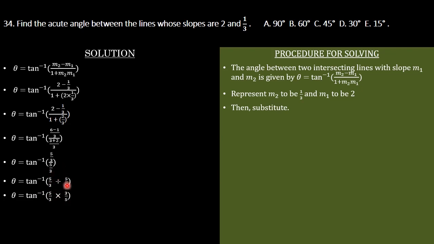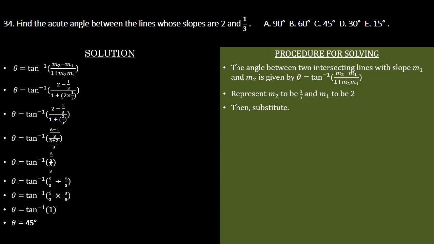Theta is equals to arctan 5 multiplied by 3 over 5 multiplied by 3. This is 15 over 15 equals to 1. Theta is equals to arctan 1. Arctan 1 is equals to 45 degrees. Therefore, theta is equals to 45 degrees.